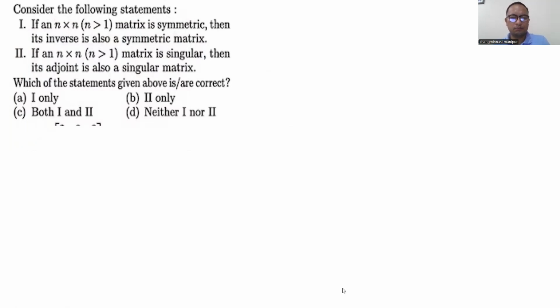Option number 1 says there is a matrix which is symmetric. The question is whether the inverse is symmetric, and whether the adjoint is singular. First statement: let's say A is a square matrix and symmetric. Symmetric means A transpose equals A. So this is the definition of symmetric.